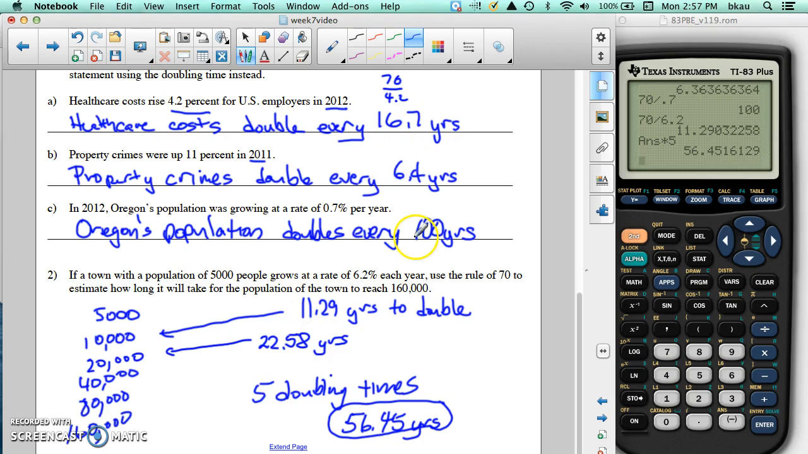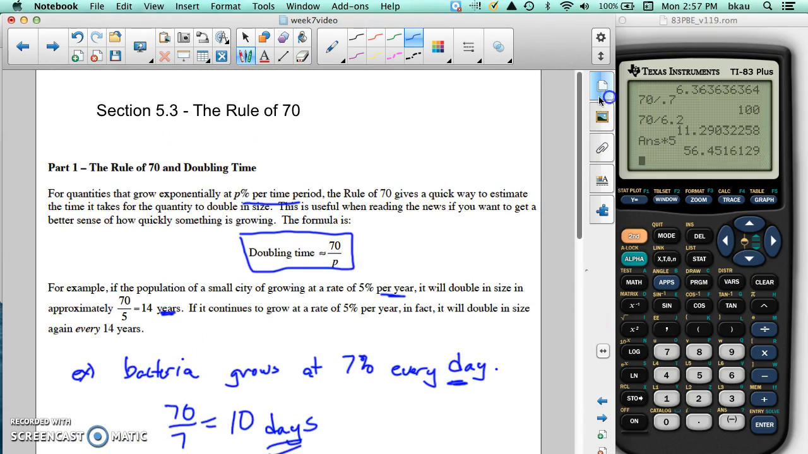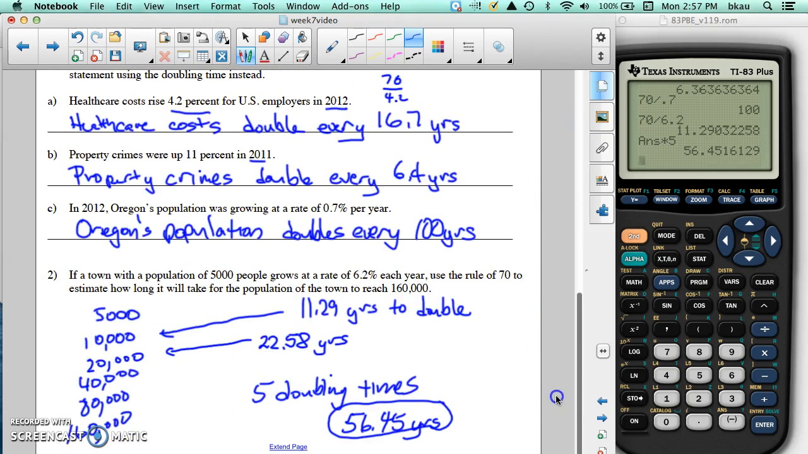All right, so that's the rule of 70. It's a quick way to figure out how long it takes to double something. We can use that as long as we have something that doubles nicely and gets us up to the amount that we need.